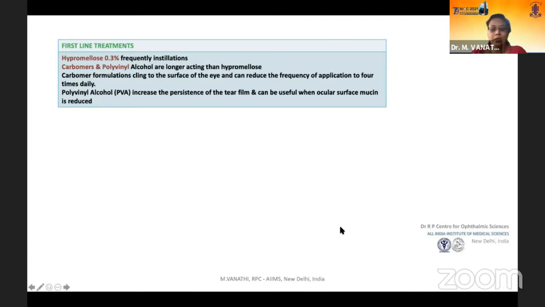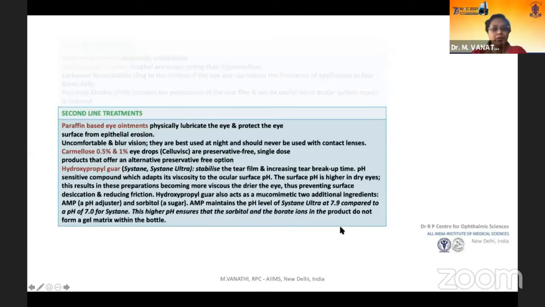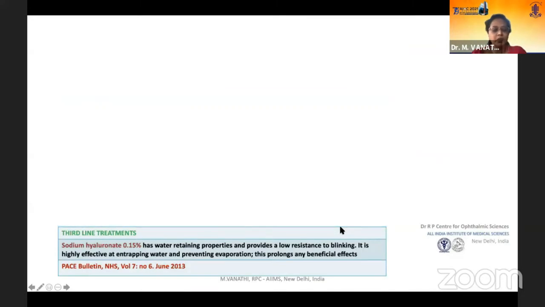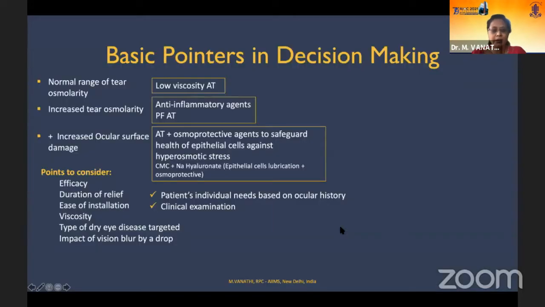First line of therapies would be your simple hypromellose or the polyvinyl alcohol combinations here, which work well when the symptoms are episodic, and they will help to stabilize the tear film. But a patient who's having damage beyond just episodic, then you would move on to paraffin-based or the other ones which contain formulations like HP-Guar. And the third line of sodium hyaluronate is when the dry eye disease is most severe here.